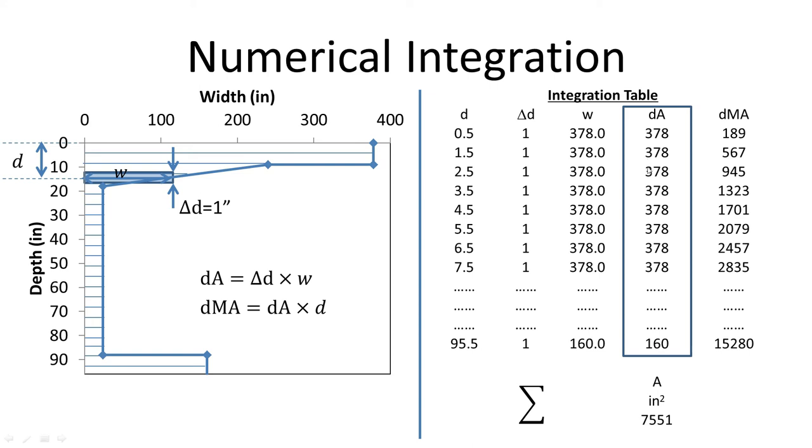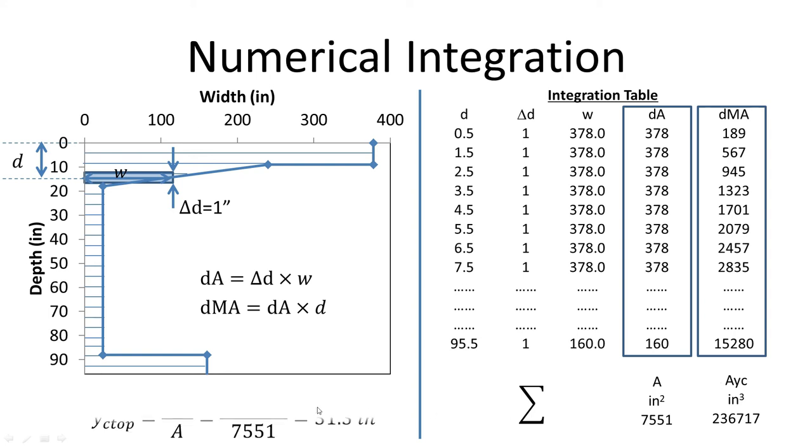Adding the areas of all the strips will give you the total area of the section, and adding the moment of areas of all the strips will give you the total moment of area of the section. And then dividing the moment of area by the area of the section will give you the distance of the neutral axis from the top, because we computed the moment of area with respect to top.